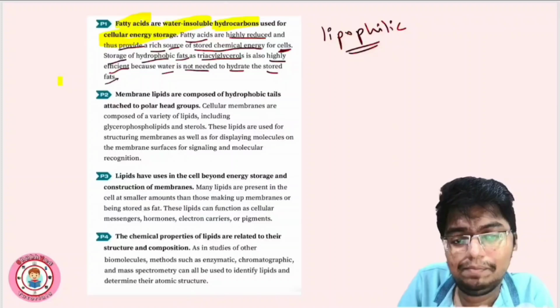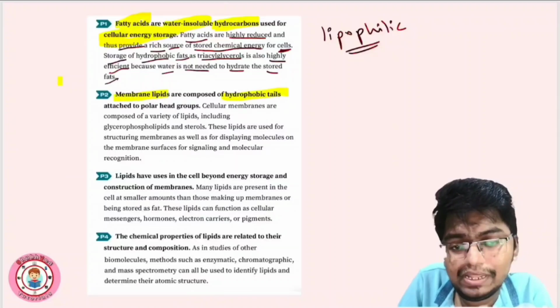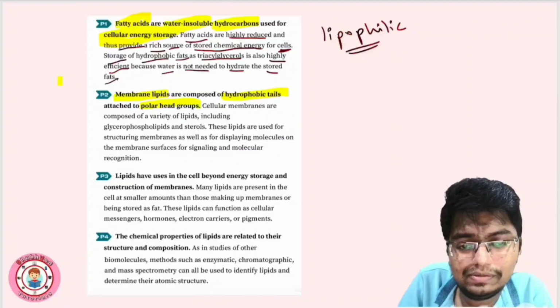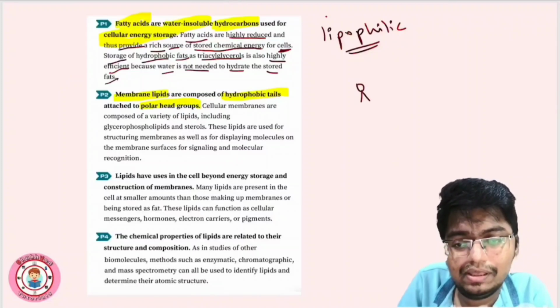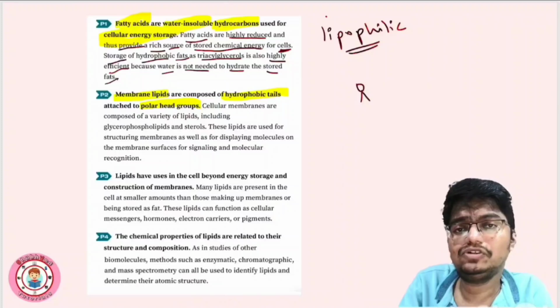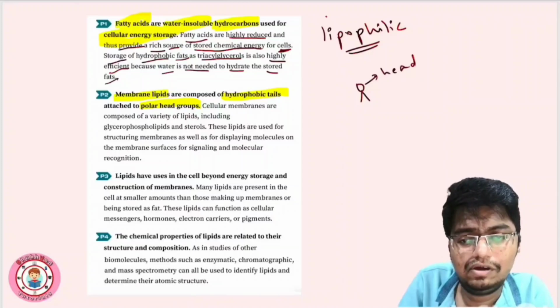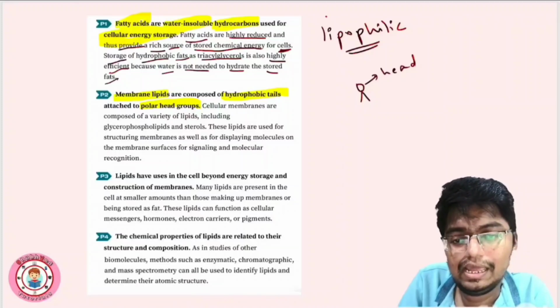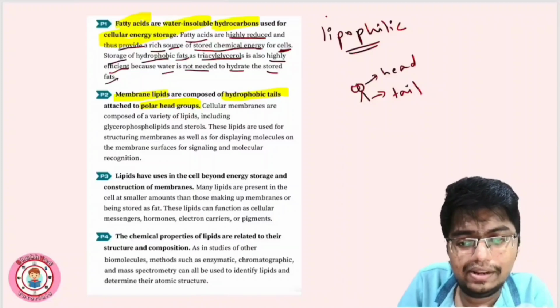Next point, membrane lipids are composed of hydrophobic tails attached to polar head groups. Okay, we have seen this in the membrane lipids. Right, membrane lipids हमने cell biology में discuss किया है. I will attach that video in the I button. Okay, so this is the head, which is a polar, and this is a tail. So the arrangement is like this.